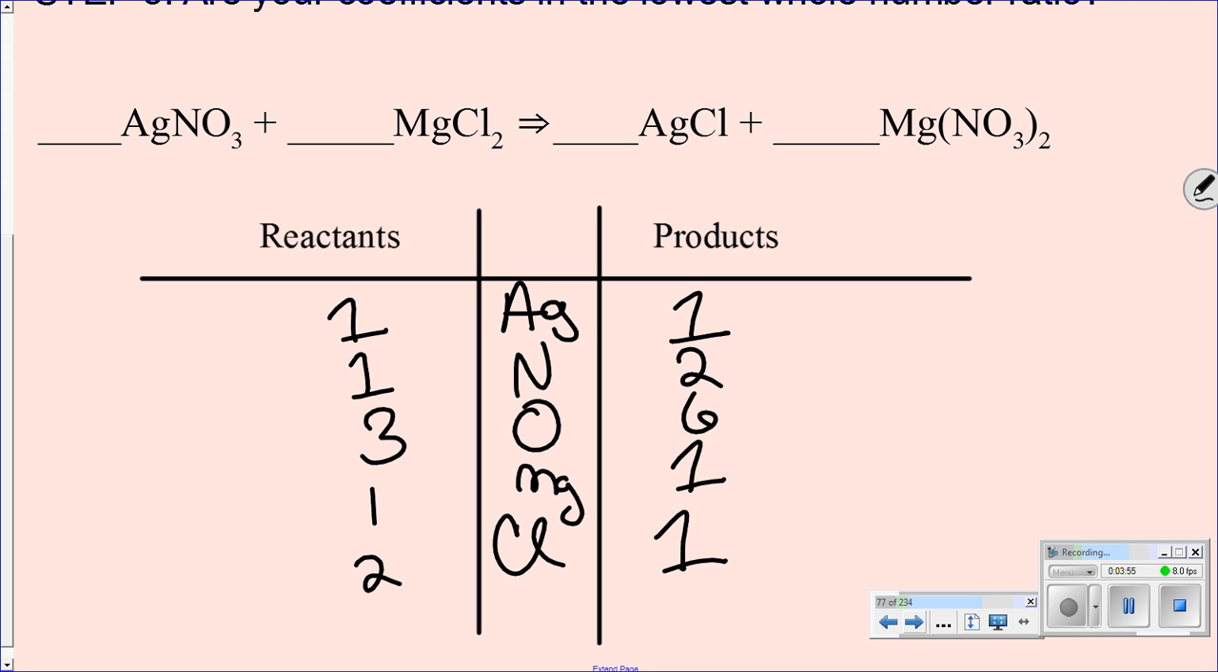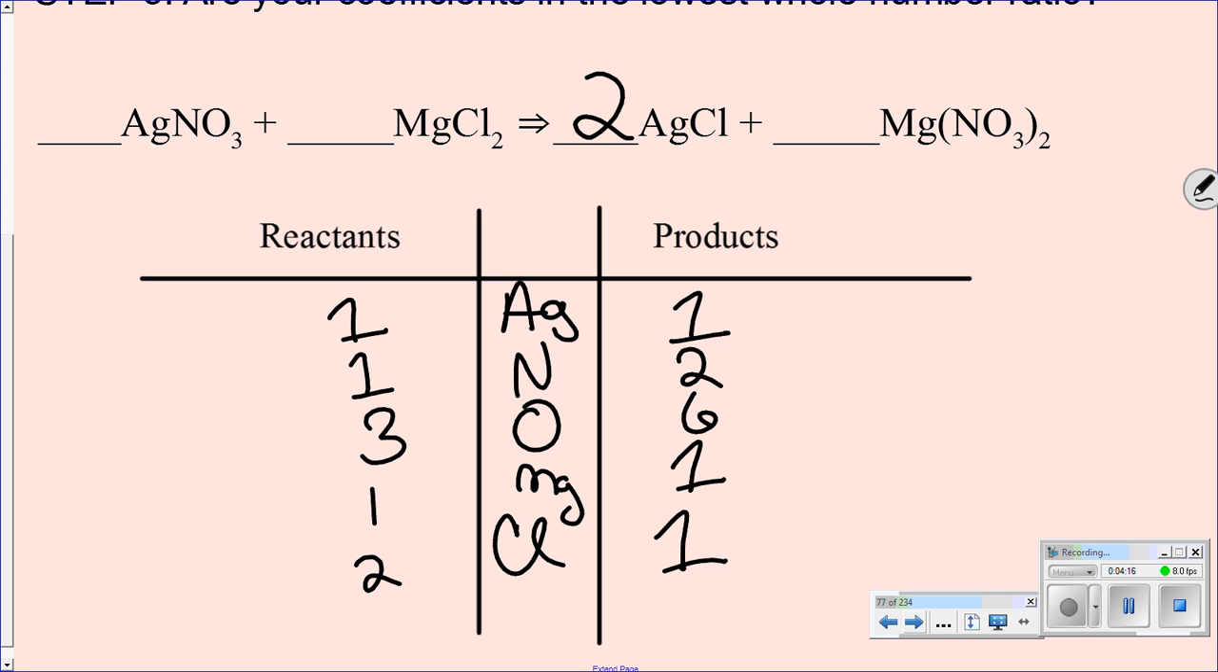My choice here would be to start with chlorine. If you wanted to start with nitrogen or oxygen, you could do that as well. You just have to remember they are in a polyatomic ion, so that can be a little bit tricky. So if I wanted to first worry about balancing chlorine, I only have 1 over here, and I have 2 on the other side. So to fix that, I can throw a 2 in front of this group.